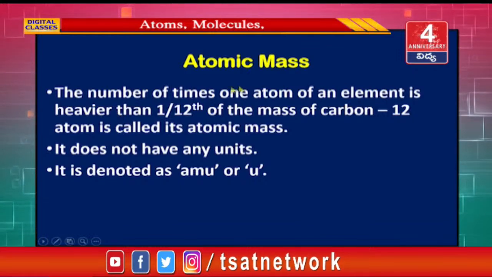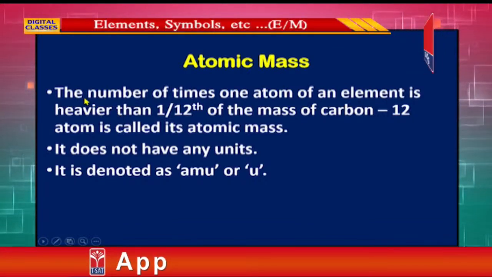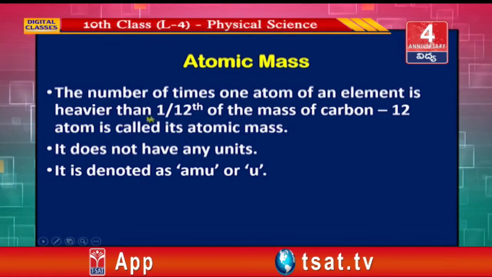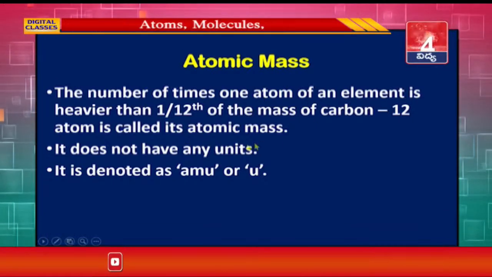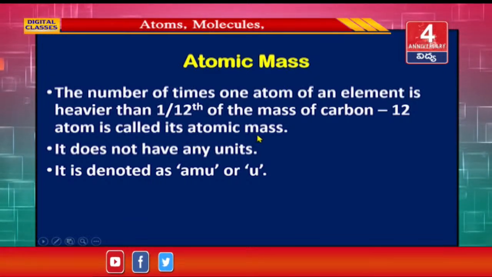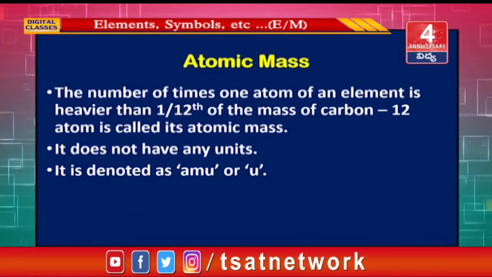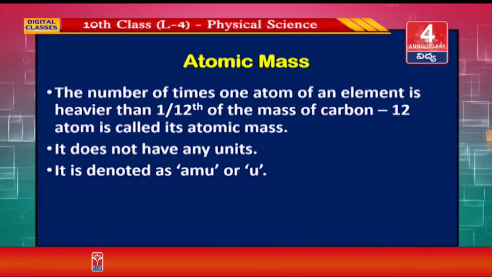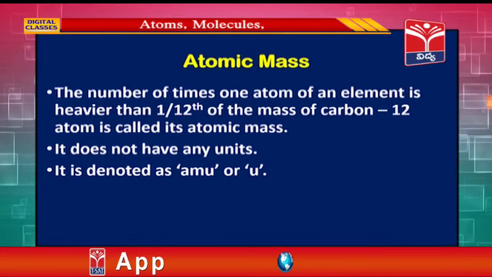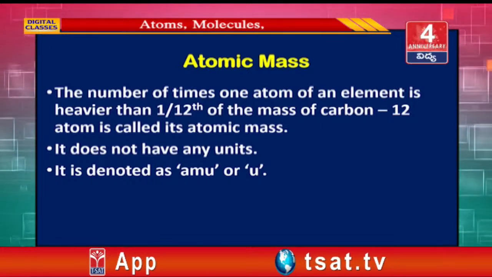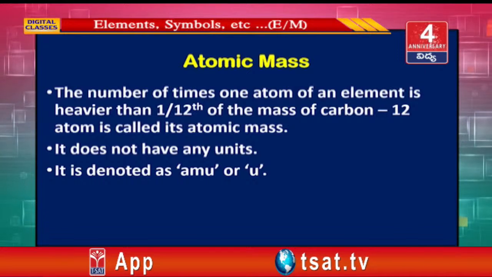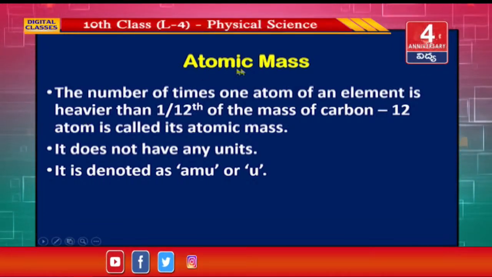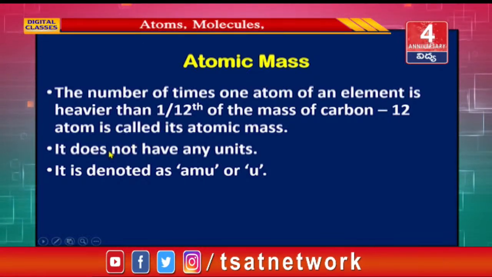Let us define the atomic mass of a substance. The number of times an atom of an element is heavier than 1/12 mass of the carbon 12 atom is called its atomic mass. So children, if you divide the mass of the carbon 12 atom into 12 equal parts, then the ratio to which the mass of the atom is heavier than the 12th part of carbon atom is called the atomic mass of the substance or the atom.